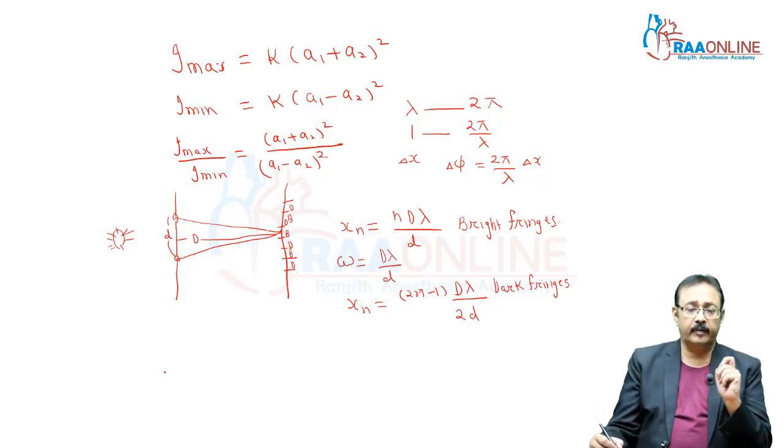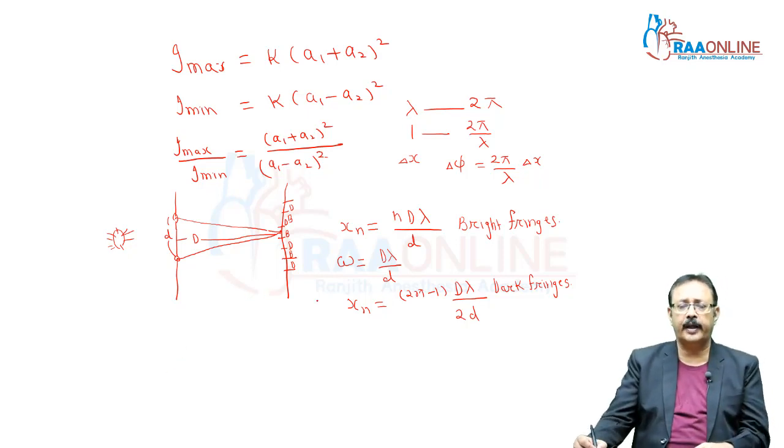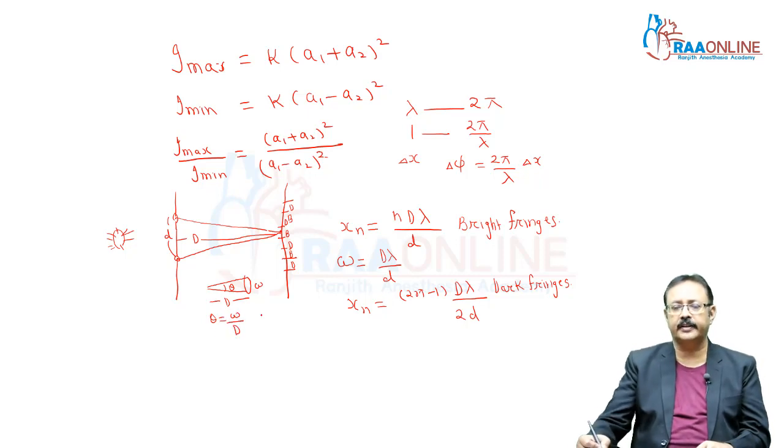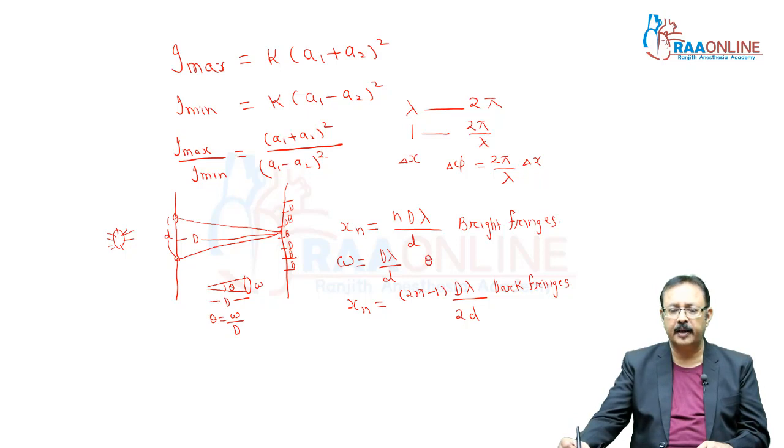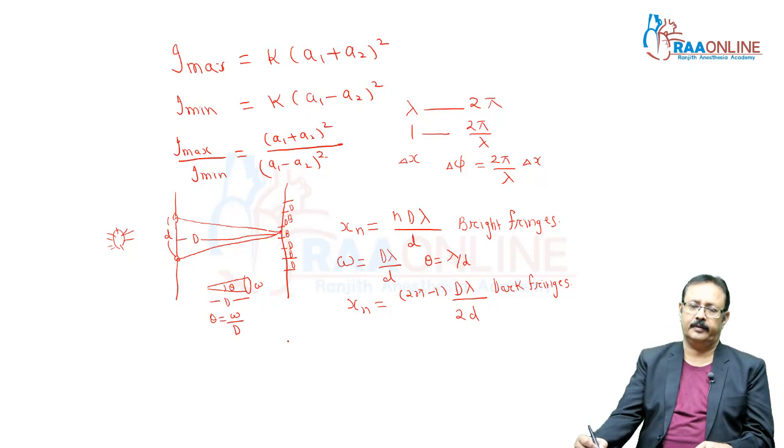So an important derivation was there. If you know the width and you want the angular width, what is angular width? If this width is W and this distance is D, the angle is arc upon radius. So dividing by D, you will get the angular width. So angular width means lambda by d. They can ask any question on any formula.